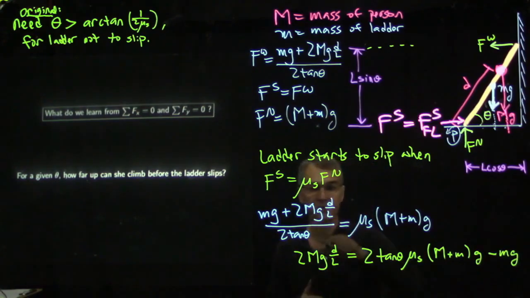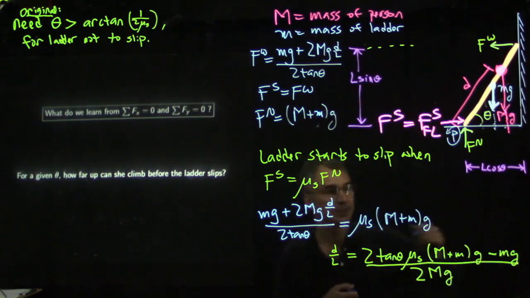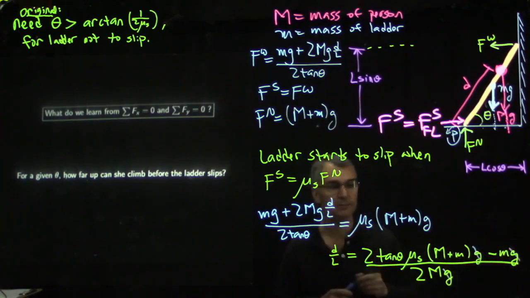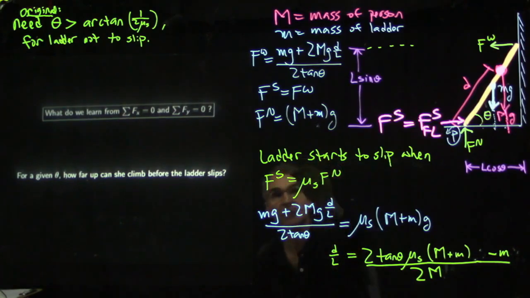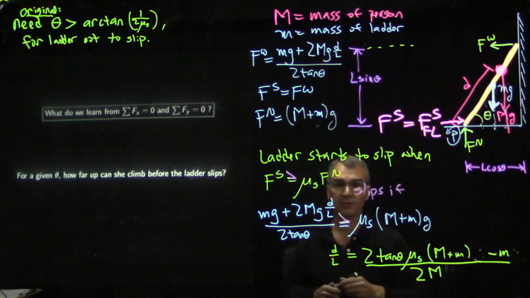So let's try to isolate that. We can move mg over to the right hand side, and then next we can divide by everything we don't want here. So let's divide by 2 big mg. And then we can also cancel the little g from top and bottom. I'm not sure that this answer is all that illuminating. It's kind of more interesting to look at this expression. And let's remember again that the ladder slips if the required F static is bigger than this. So the ladder slips if this left side is bigger than the right side.